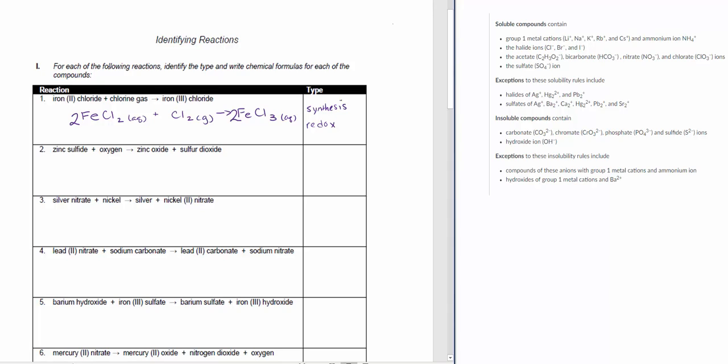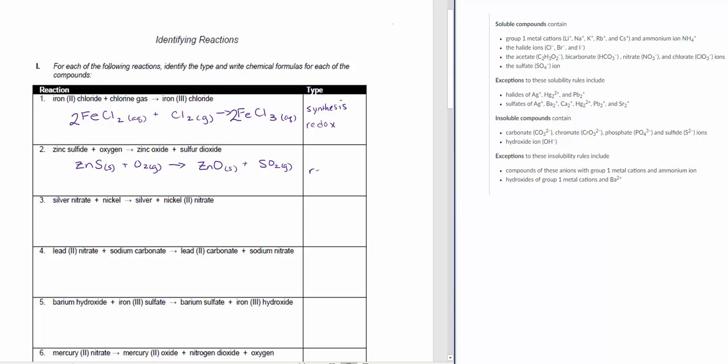Number 2, we have zinc sulfide, and there's no indication what the phase of zinc sulfide is going to be. I'm going to call it solid. And we have oxygen. Now, oxygen is going to exist as a gas in its normal state. And that's going to form zinc oxide, which I'm also going to say is a solid, and sulfur dioxide. Now, sulfur dioxide is going to be a gas. So what type of reaction is this?